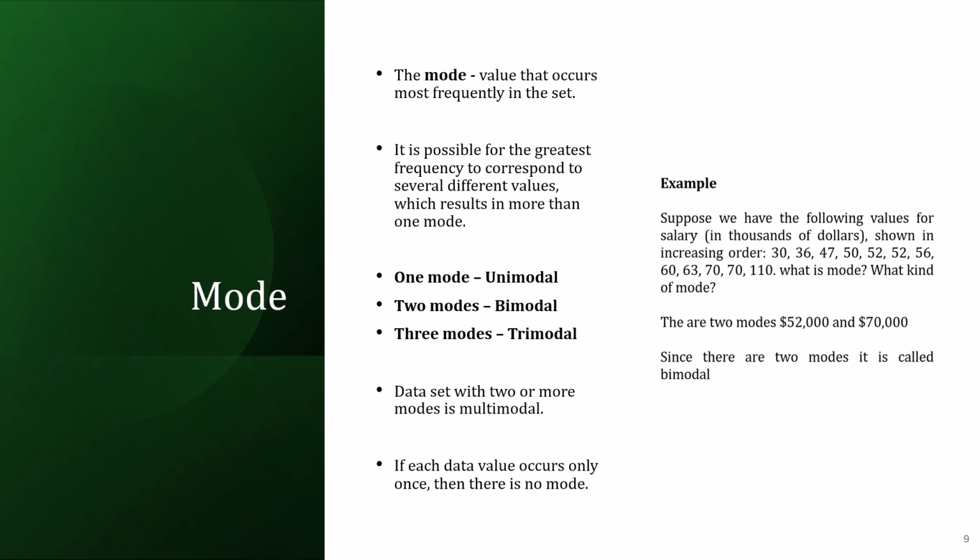The mode is the value that occurs most frequently in the dataset. It is possible for the greatest frequency to correspond to several different values, which results in more than one mode. One mode means unimodal, two modes bimodal, three modes trimodal. A dataset with two or more modes is multimodal. If each data value occurs only once, then there is no mode.